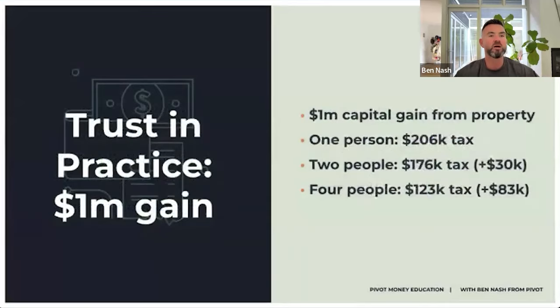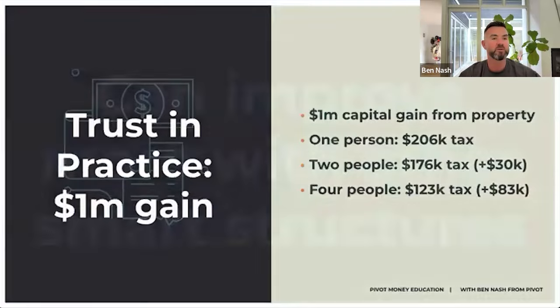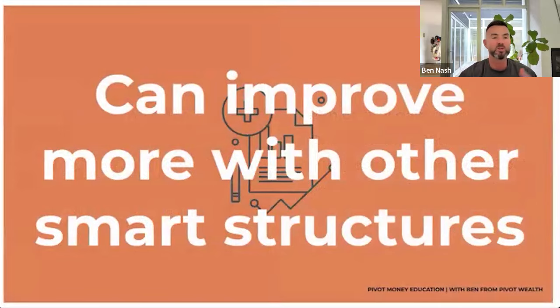And then the last example is around a $1 million capital gain. So, for example, you buy a property in a trust, and you've got a $1 million capital gain on that property. You get a 50% discount on the capital gain, so it's $500,000. But if you've got one person there and that all goes into one person's tax rate, they're going to pay $206,000 in tax. If you can split that across two people, there's a 30 grand tax saving. The total tax is $176,000. You can split it across four people, like adult children, for example, and you and your partner, then you've got an $83,000 tax saving. The tax is only $123,000. So again, huge six-figure savings up for grabs here.